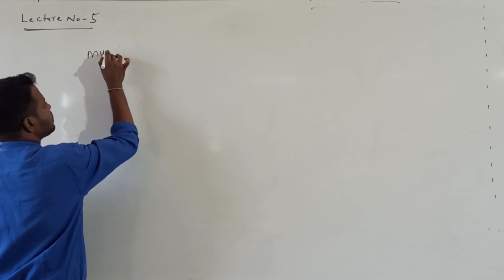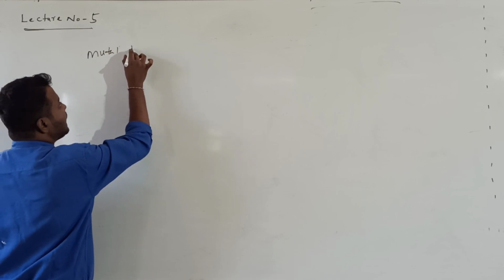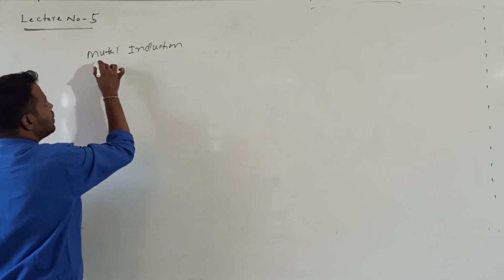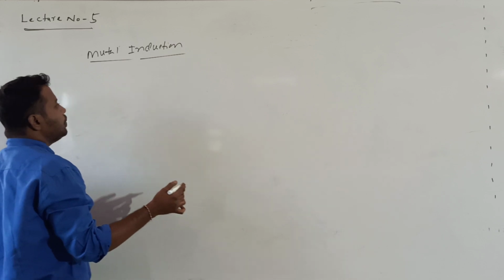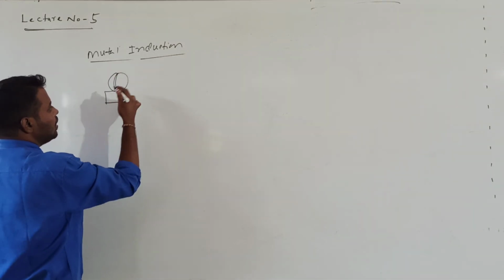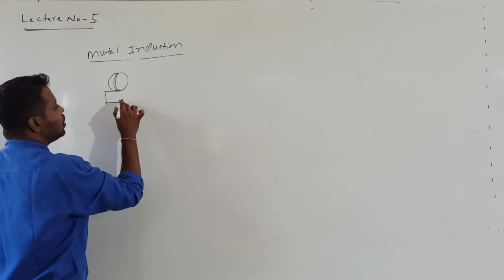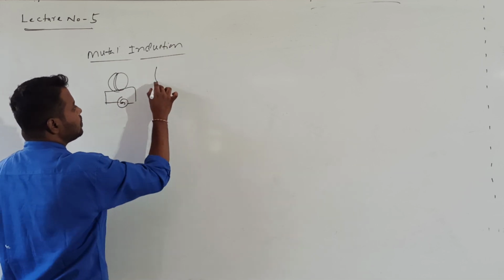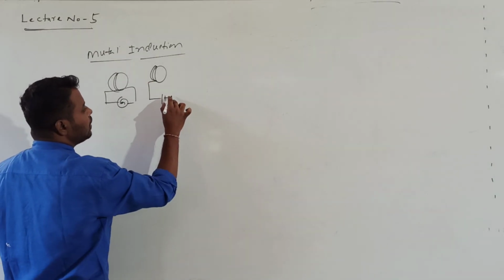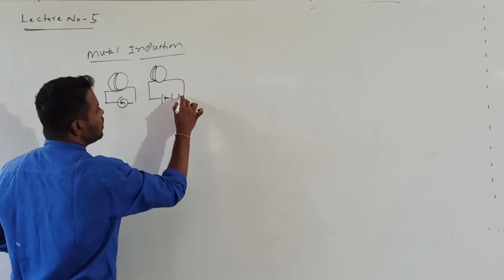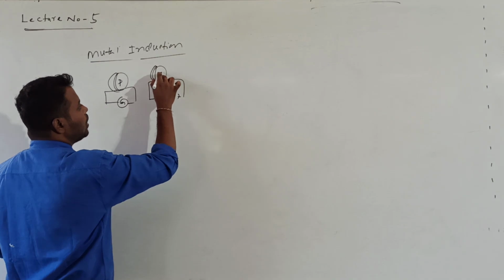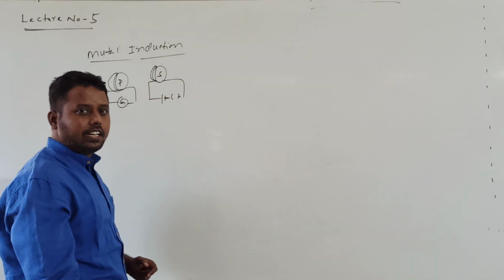So what is mutual induction? Last class we have seen the mutual inductance of two long coaxial solenoids. Instead of taking a solenoid, we can take a coil. So let me take two coils. This is one coil and this is another coil. The coil connected across the galvanometer I will call primary, and the coil connected across the current source is secondary.